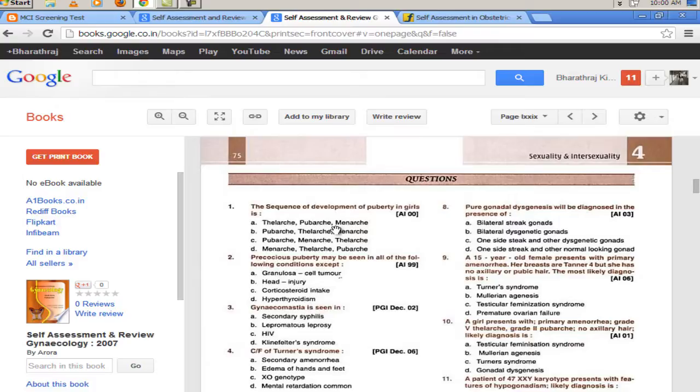And so if you ever have a question where a female is presenting with amenorrhea, the breasts are well developed, which shows that the estrogen is there, but there is no pubic hair, no axillary hair, you have to suspect testicular feminization syndrome. That is exactly what happened in question number 9. A 15-year-old female presents with primary amenorrhea. Her breasts are Tanner 4. Tanner staging is done for breast development, but she has no axillary hair or pubic hair.